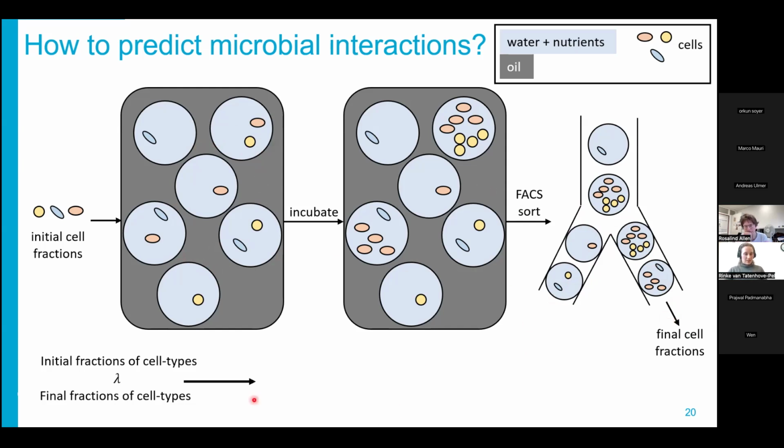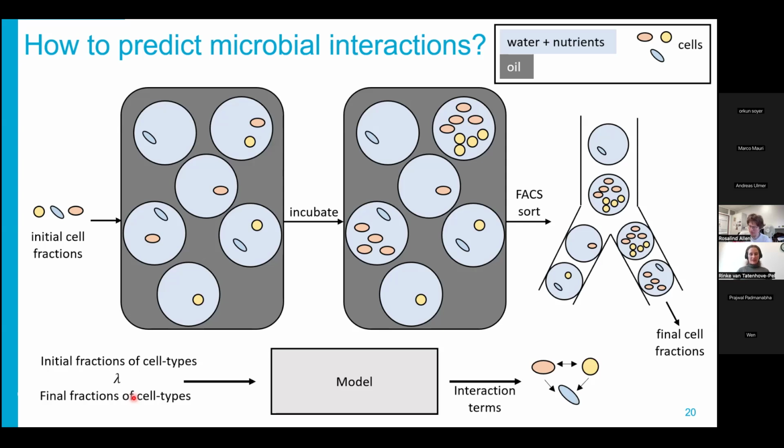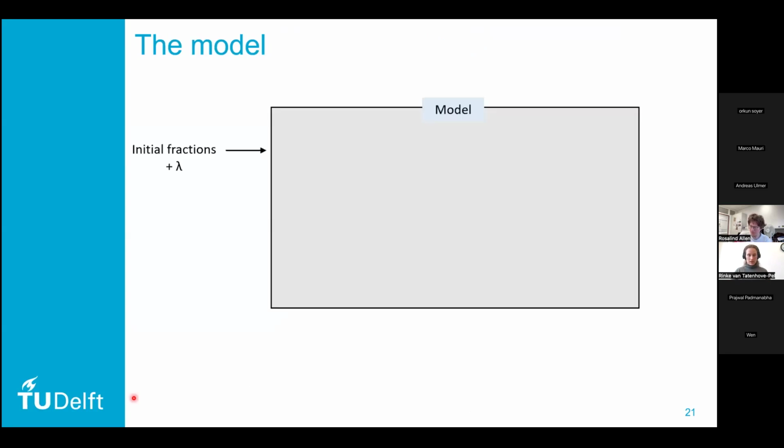Oh yeah, exactly this. So initial fractions, we have our lambda that describes how the cells are divided over the droplets. And we have the final fractions. And now we put that into a model. And the idea is that out of this model, we then get our interaction terms. So, what does this model then look like? And I think that will also make it a bit more clear what the rationale is behind it.